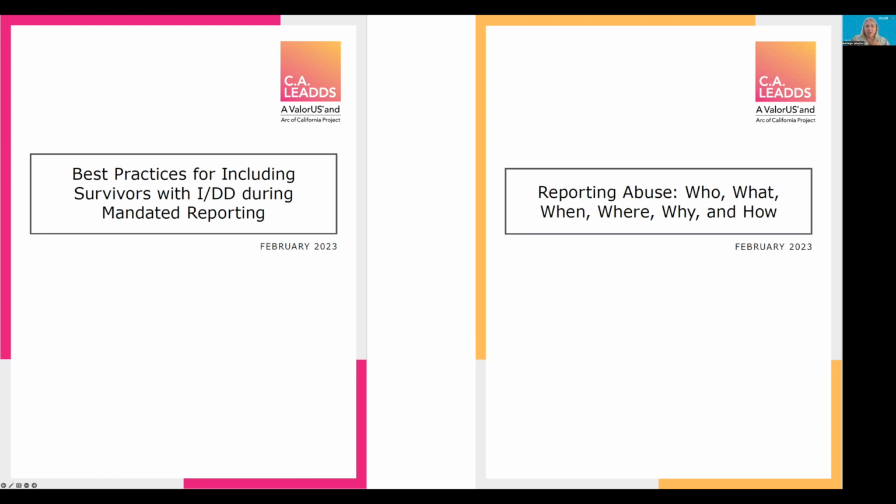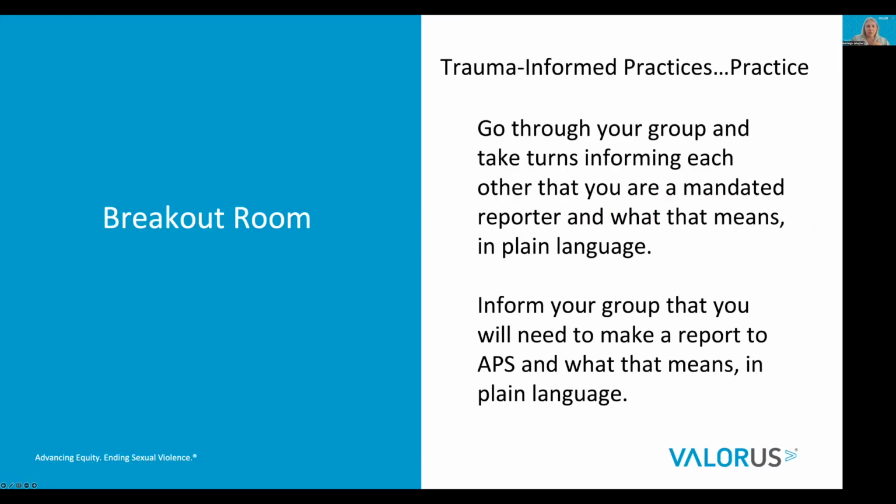Okay, so if there are no questions, we want to do just a few minutes in a breakout room to have you all practice informing each other that you are a mandated reporter and what that means using plain language. You could also inform your group that you'll need to make a report to APS and try to explain what that means in plain language. Doing things like this, kind of like role playing, helps us build that muscle memory. And so when we are in a situation, we can hopefully turn to that, and we're able to guide a survivor in a way that we otherwise would not have.